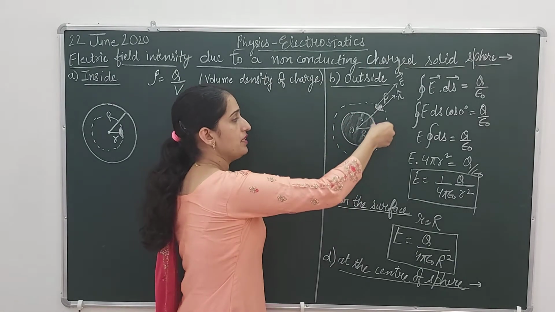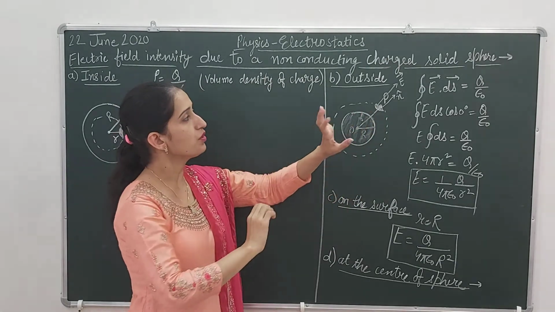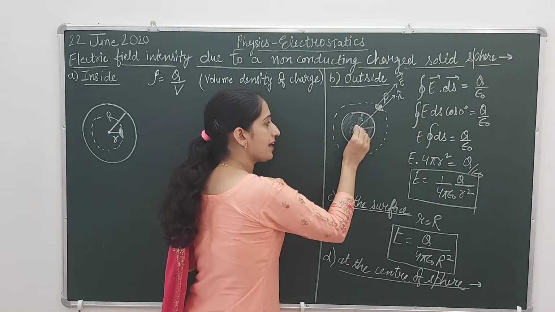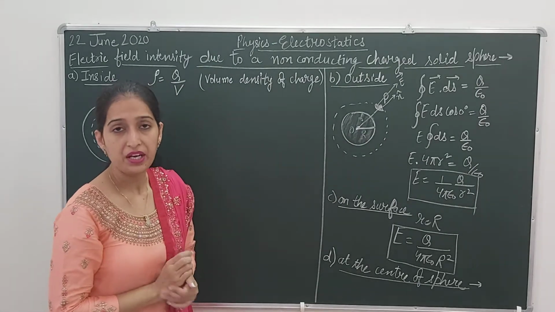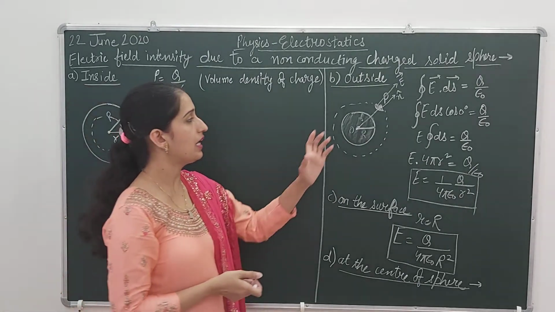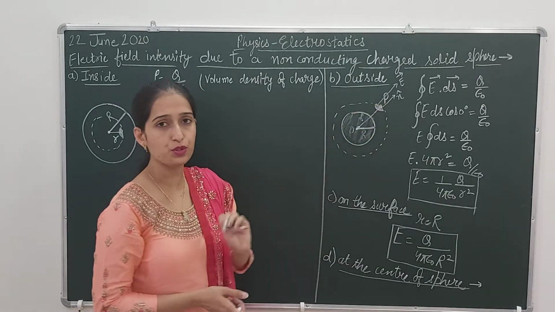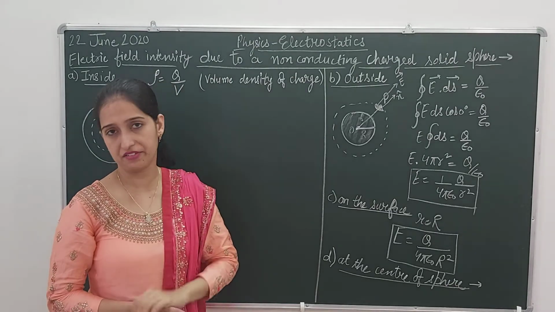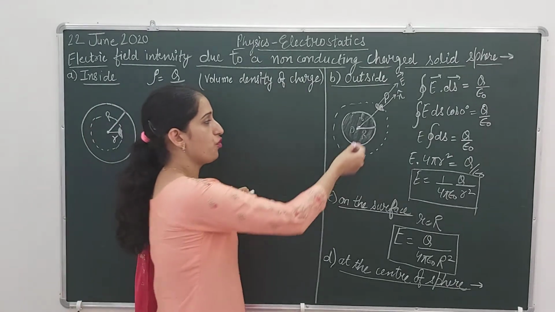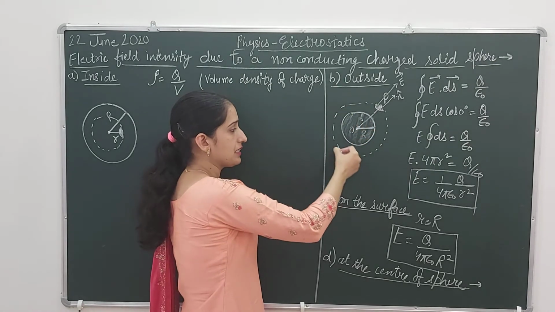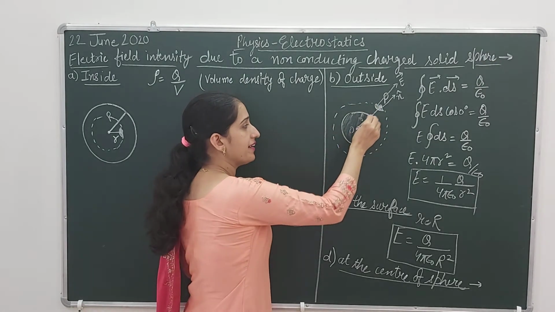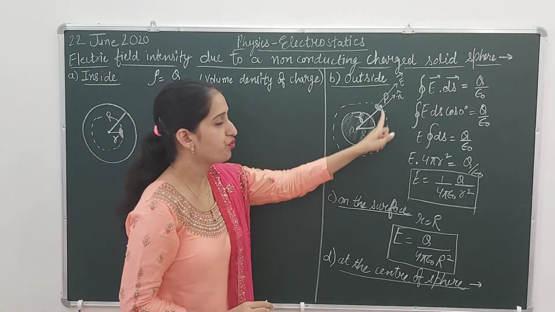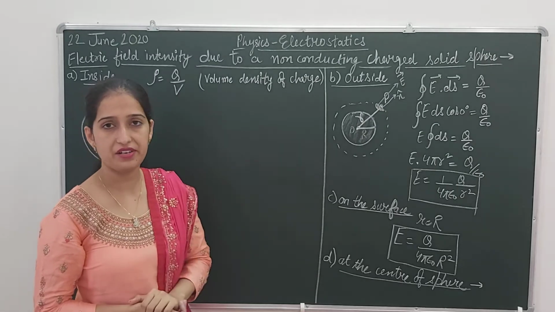Suppose we have a solid sphere which is uniformly charged. Total charge Q is there. Capital R is the radius of this sphere. We know that for calculating the electric field intensity at various positions, we need to choose a Gaussian surface. Gaussian surface for this sphere: we have chosen another, bigger sphere having radius small r. This is the Gaussian surface for which we are going to calculate the electric field intensity.